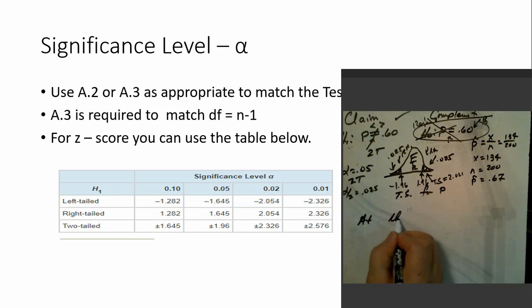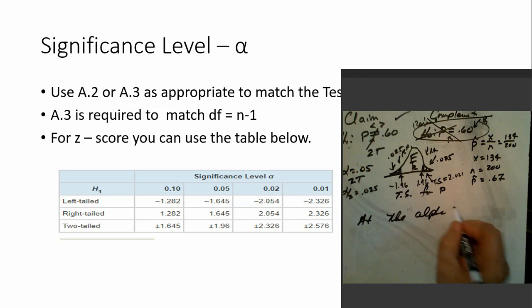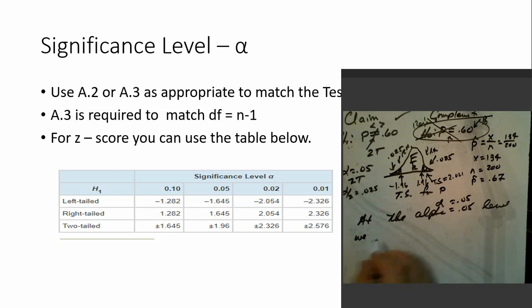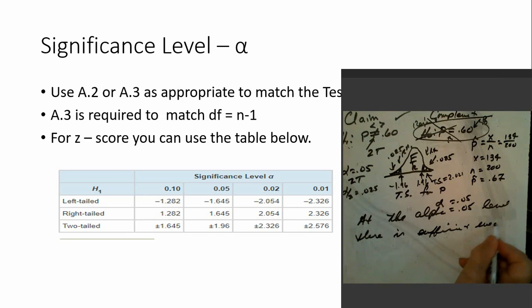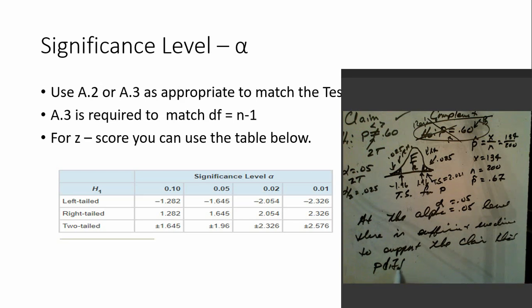At the alpha equal 0.05 level, alpha equal 0.05 is what we're doing, there is sufficient evidence to support the claim that P differs from 0.60. Okay, so that finishes it up on that one.